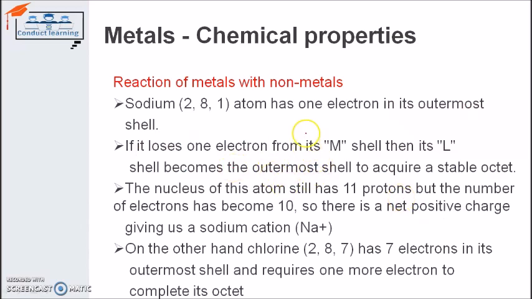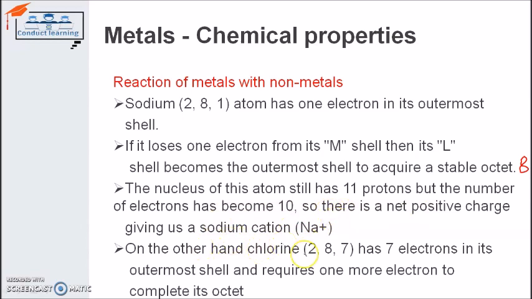Sodium, 2, 8, 1, has 1 electron in its outermost shell. If it loses its outermost shell electron, it will become stable. And octet. Octet means 8. To become stable, the shell requires 8 electrons at least. That is called octet. The nucleus of this atom still has 11 protons, but the number of electrons is 10. So there is a net positive charge on the sodium.